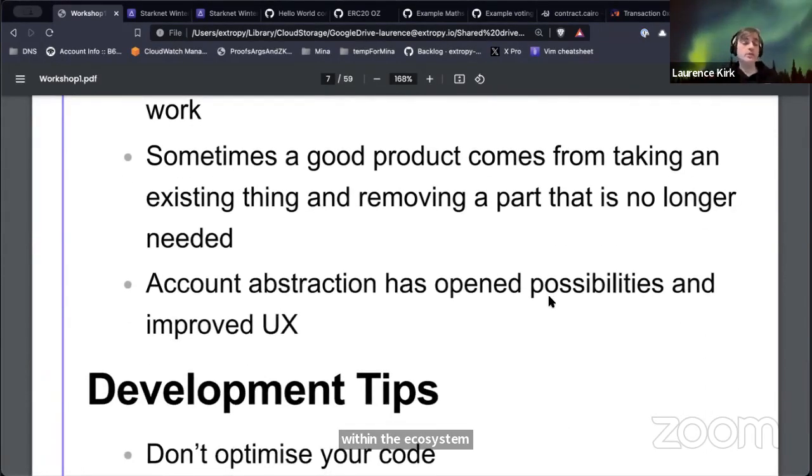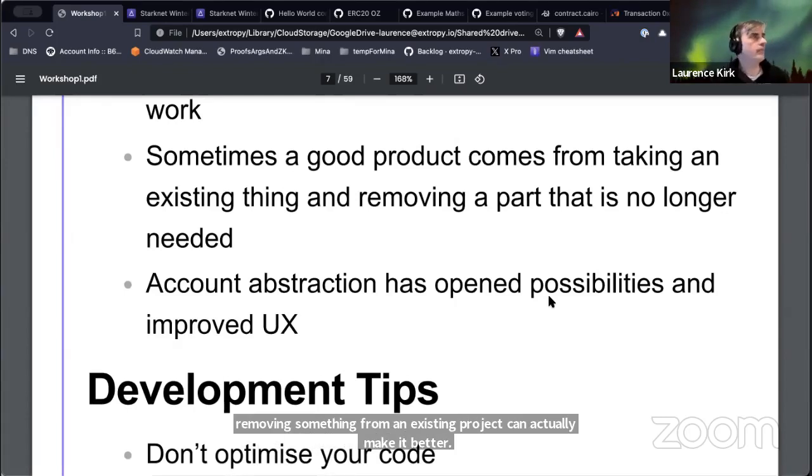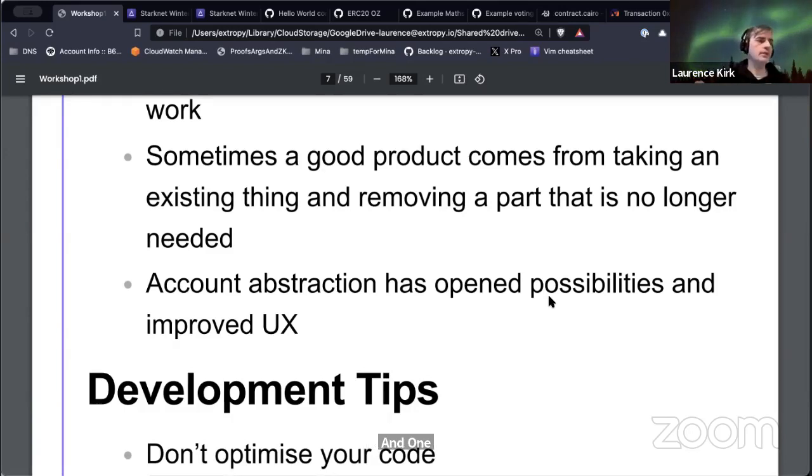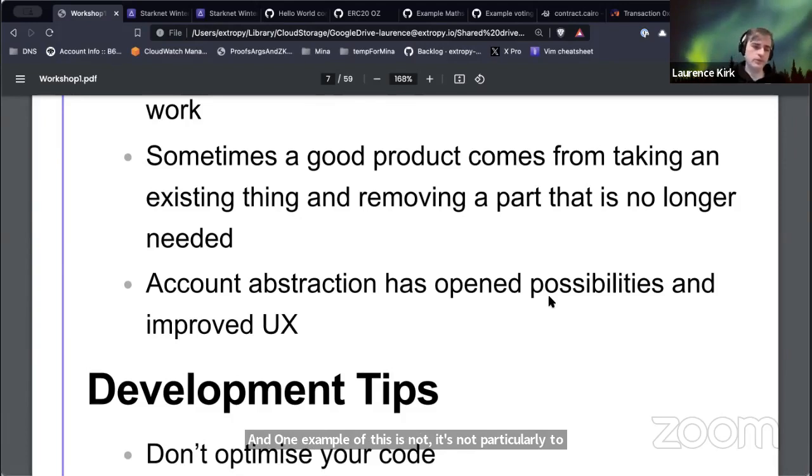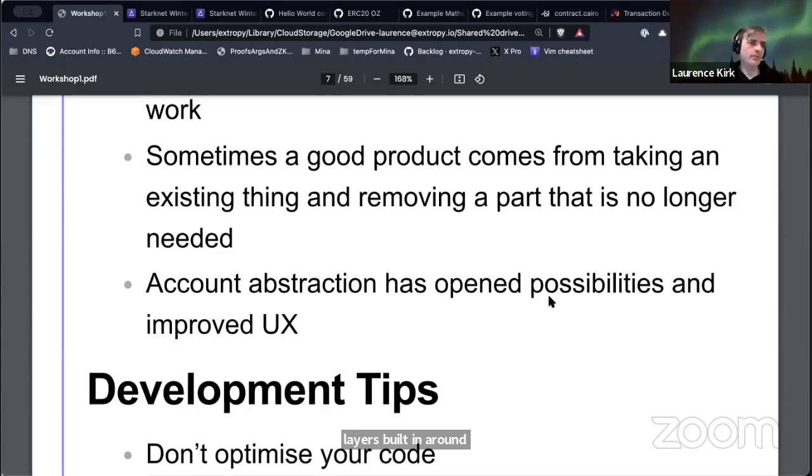Also, on that idea, sometimes you can get a good idea by taking something existing and realizing that there's something that isn't needed in it, and that removing something from an existing project can actually make it better. One example of this, not particularly to do with Starknet, is the idea of off-chain computation and having private input to some computation. When you do that, it reduces the amount of security that is needed. Existing projects will often have all sorts of code and layers built in around security, and if you can think of a way to achieve that without those layers, you may end up being able to do something quite innovative or valuable as a result.